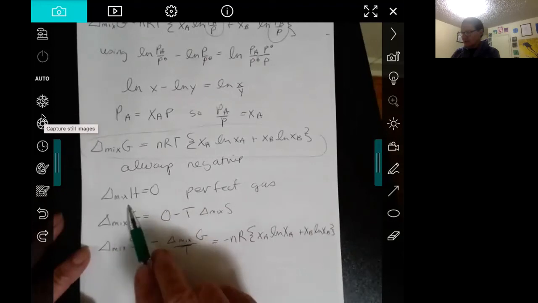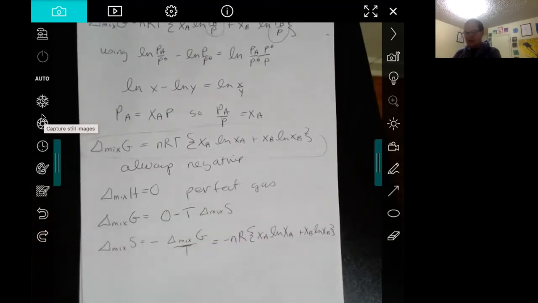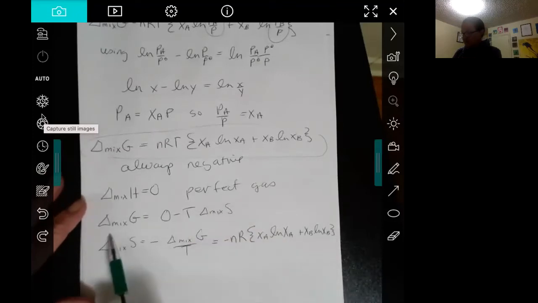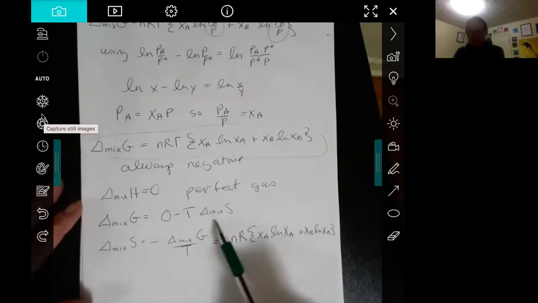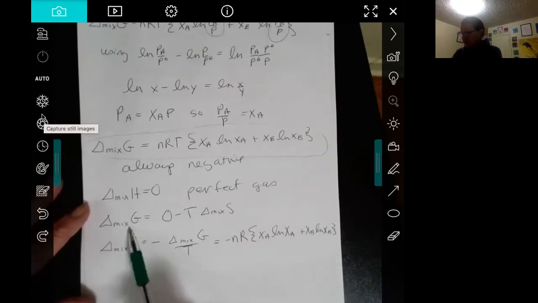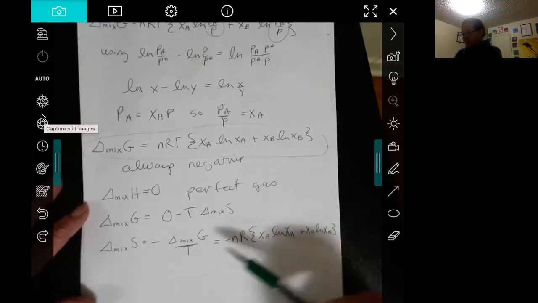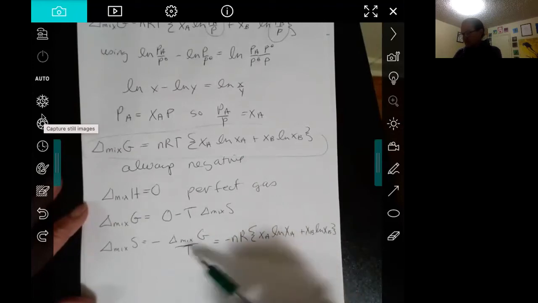It's also true that delta H of mixing is going to be 0 if it's perfect gas, because if the molecules don't interact, then you have no change in energy as they mix or they're separated. And then if you wanted to know the delta G or delta S of mixing, delta G equals delta H minus T delta S. Delta H is 0. So delta S of mixing is just going to be delta G of mixing divided by T, and then change the sign. So that's just all the derivation.